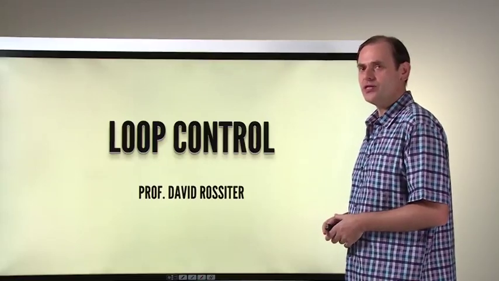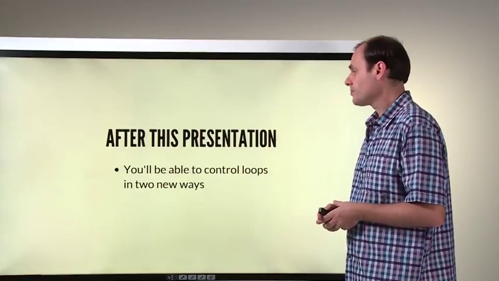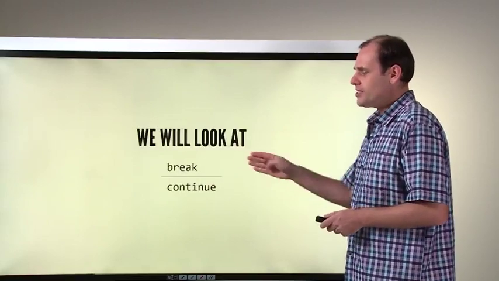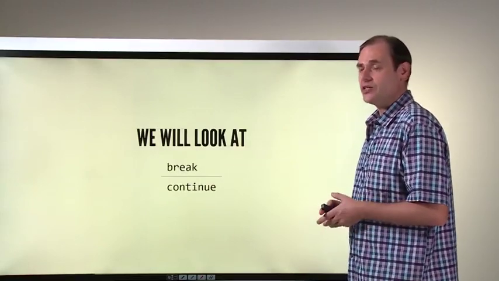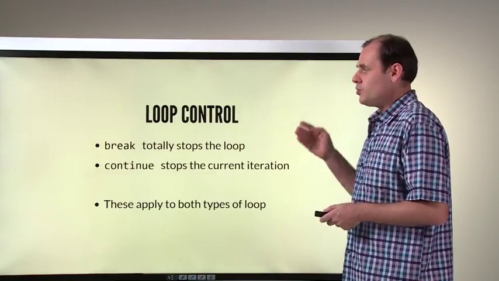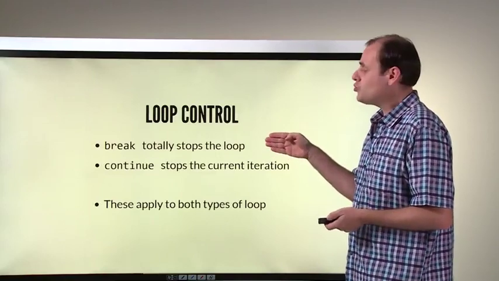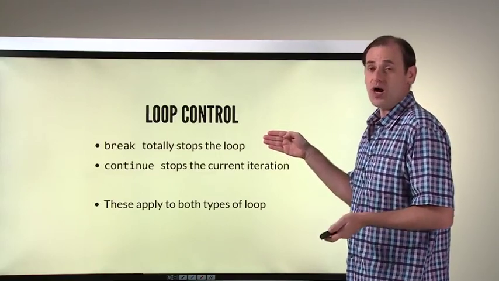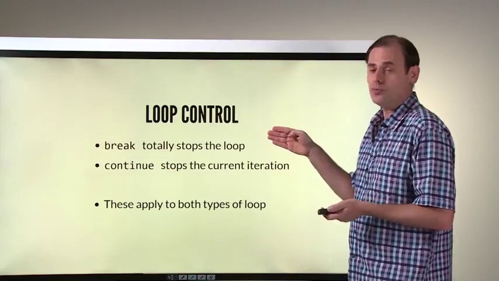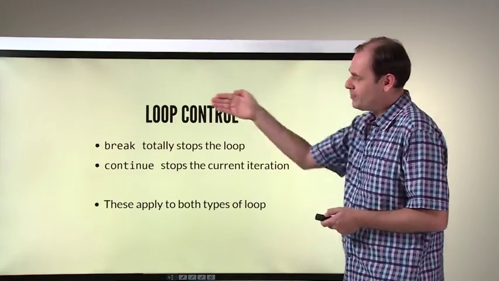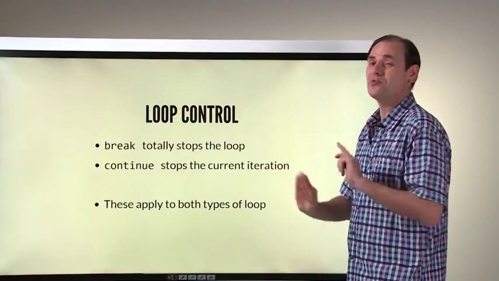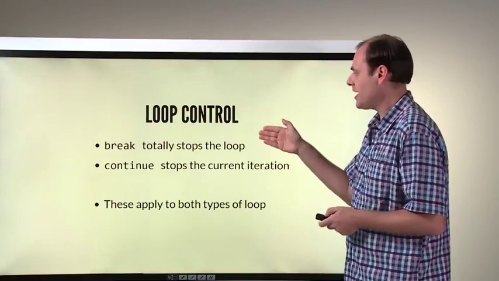Let's look at some other ways to control loops in JavaScript. So these are the two commands we're going to look at, break and continue. So break basically totally stops the loop. This could be a while loop, do while loop, for loop. Whatever the loop, if you say break, then your loop will completely stop permanently, okay?